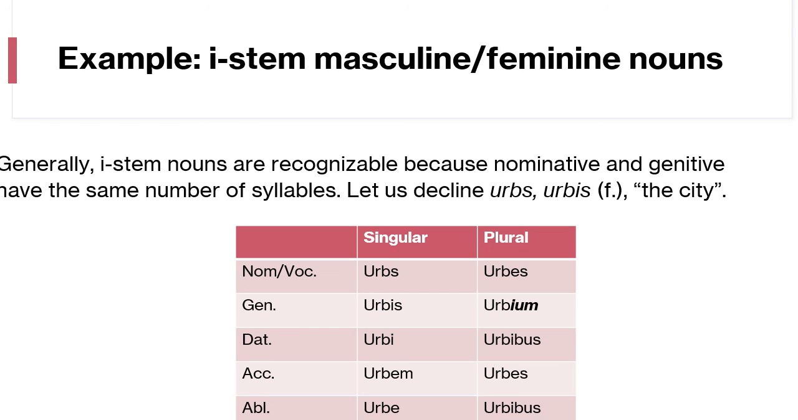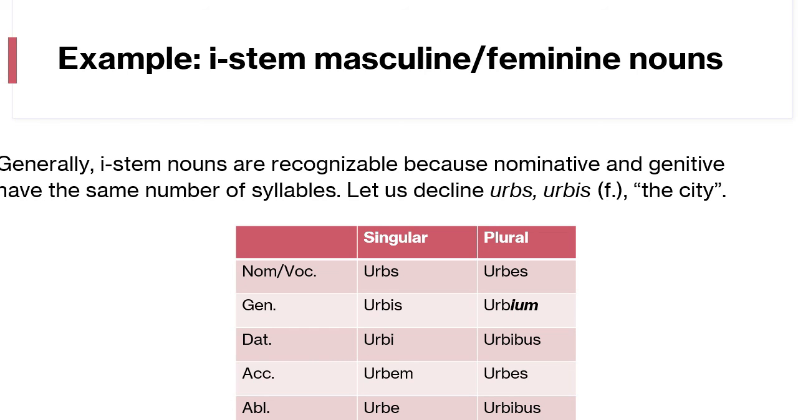Generally, the I-stem nouns are recognizable because nominative and genitive have the same number of syllables. And the example that I chose is urbs, urbis. As you can see, both nominative and genitive have the same number of syllables. So urbs, urbis, they both have 2 syllables, and so they are likely to be I-stem nouns. There are exceptions, of course, but this is the general rule. I will read the forms of urbs. Urbs, urbis, urbi, urbem, urbe.